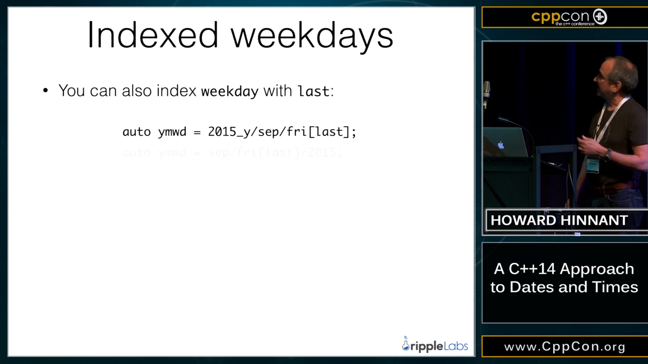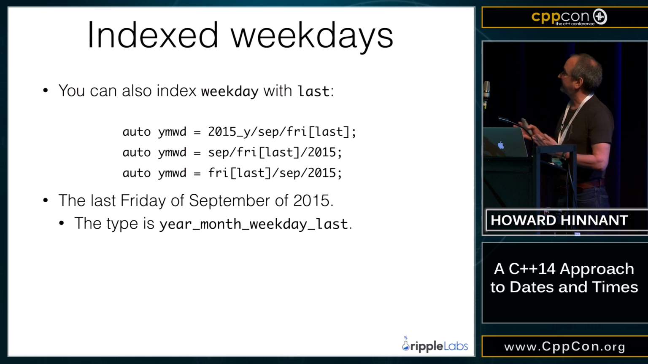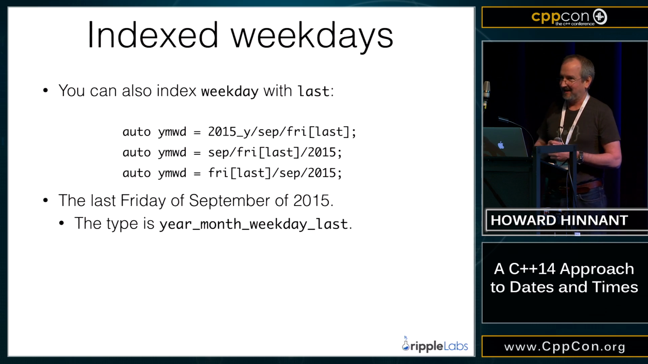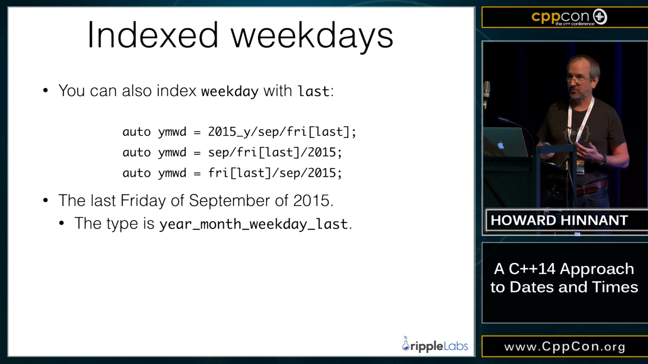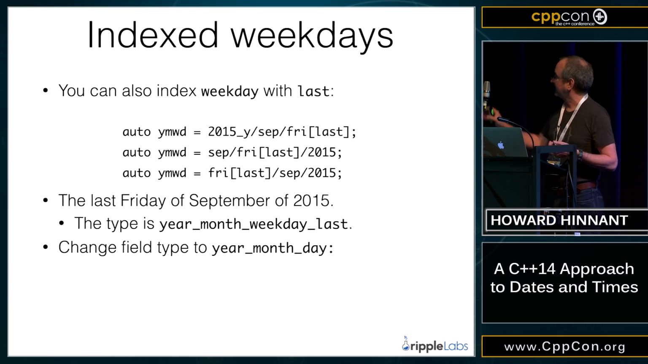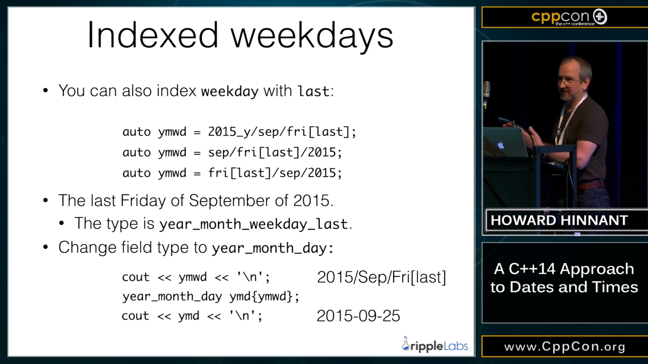It turns out that you can also index weekday with last. So here are three ways of specifying the last Friday of September of the year 2015, which, surprise, is today. This is another field type. It's called year, month, weekday, last, and all it does is store a year, a month, and a day of the week. So when you construct one of these things, absolutely nothing happens except storing three integers. You can print it out and find out what three integers are in that field. You can explicitly convert it to year, month, day.